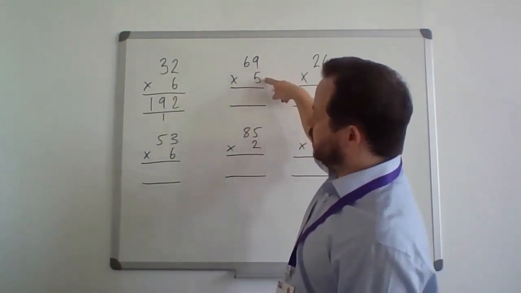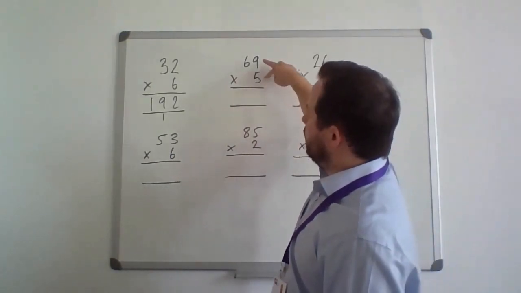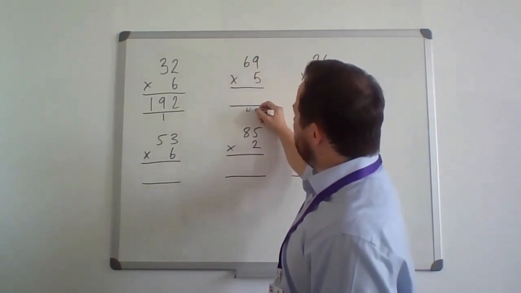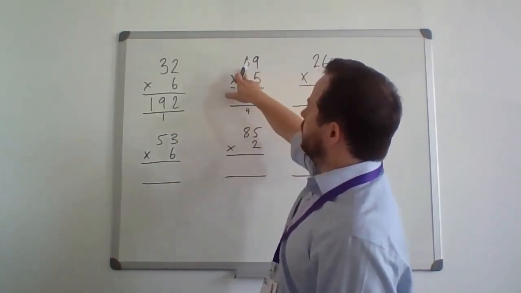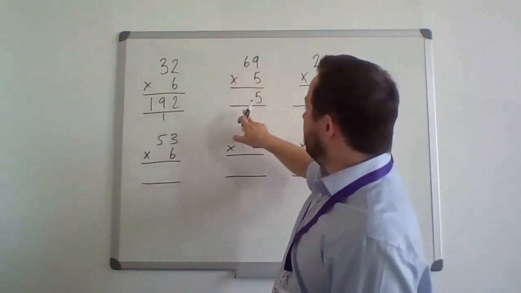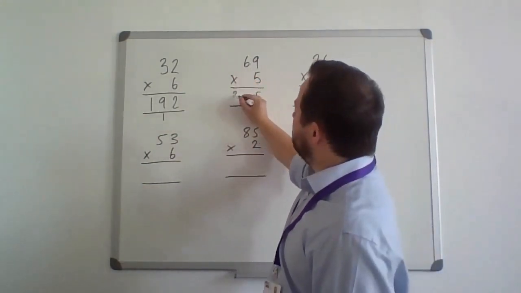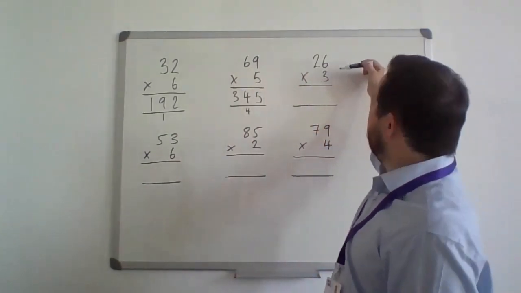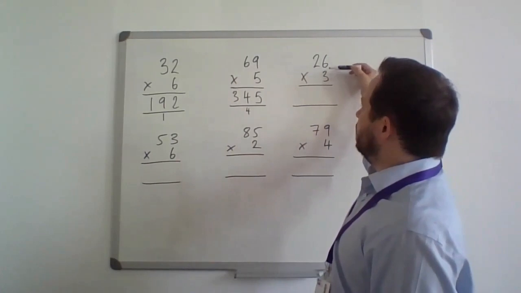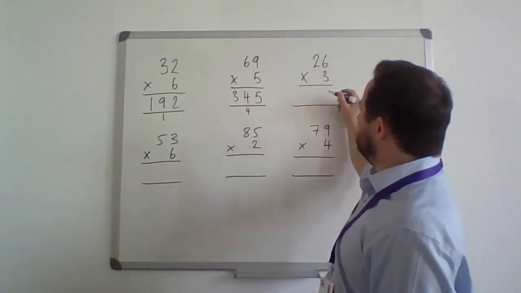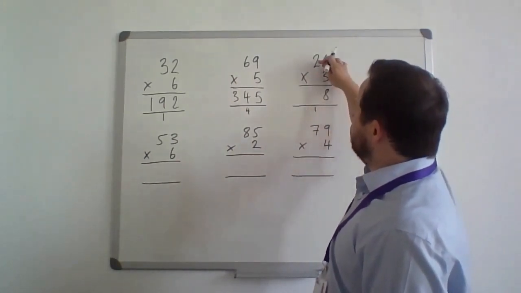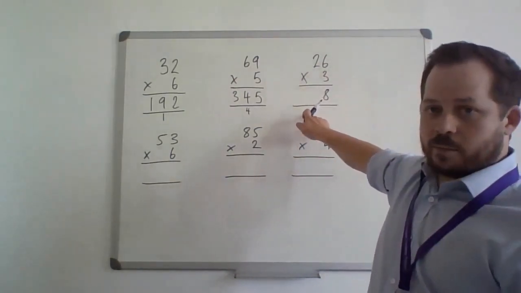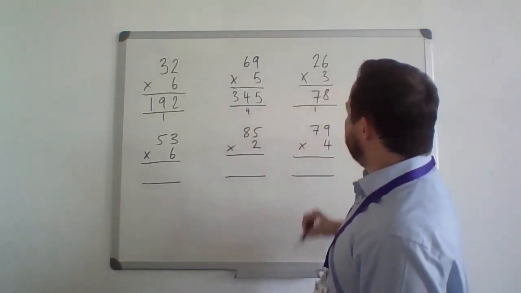The next one, 69 times by 5. So again, starting with the ones column, then the tens. We do 9 times 5, which is 45. And we do 5 times 6, which is 30, plus that 4, which is 34. And this one here, we've got 26 times by 3. So we do 6 times 3 first, which is 18. We do 20 times 3, which is 60, plus 1, which is 70.